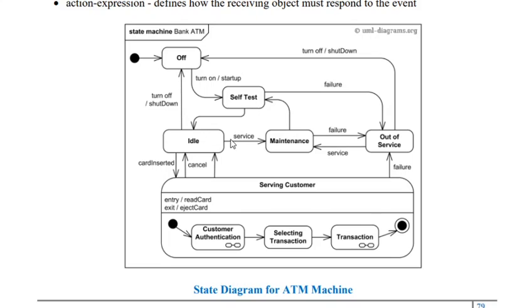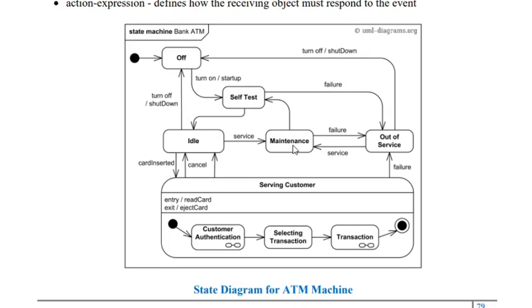Now during idle state, it may so happen that the ATM requires a certain amount of servicing, so it will go to the maintenance state. From the maintenance state, if the maintenance is successful, it will go to the self-test state again. Again the process repeats.